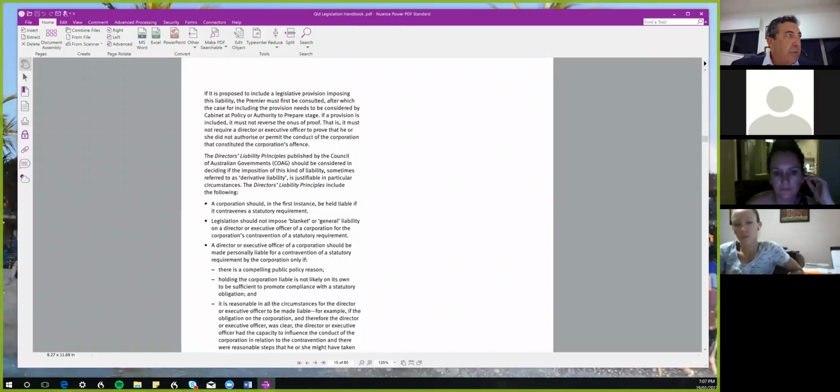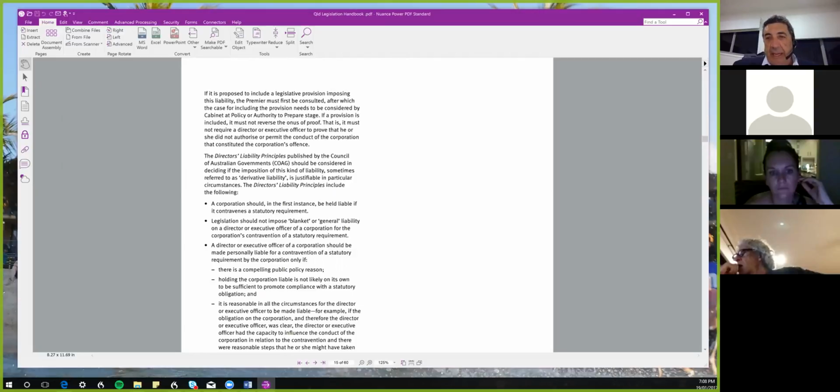And you'll see that the Directors' Liability Principle is published by COAG, and it should be considered in deciding if the imposition of this kind of liability, derivative liability, is justifiable in the particular circumstances.